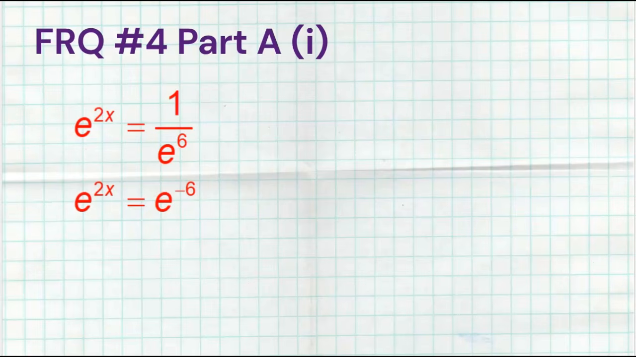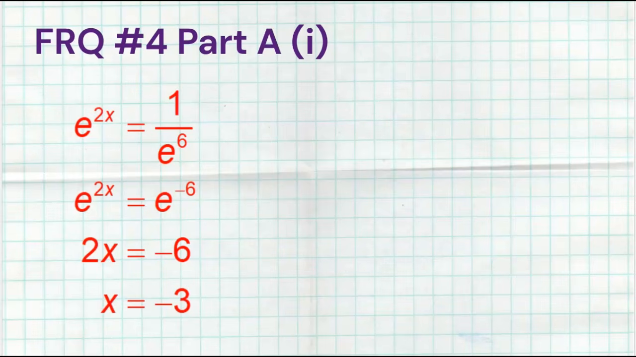Now, since my bases are both the same, they're both e, I can use the one-to-one property, and I know that 2x must equal negative 6. If the bases are the same, then the exponents must be the same on both sides of the equation. And now we have a really easy linear equation to solve. All we have to do is divide both sides by 2, and we get a final answer of x equals negative 3. That's really a 2-step problem, not too bad to do.